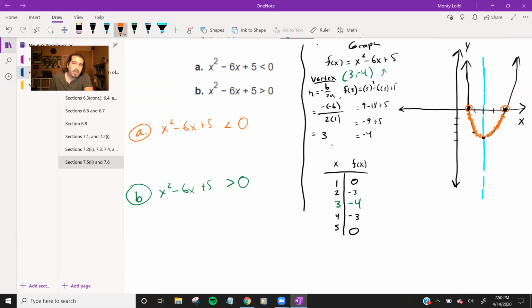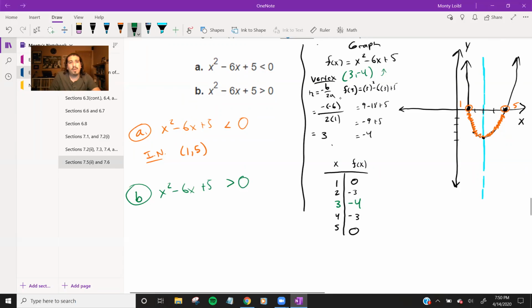So that's one way you can write your solution: you can shade it on your graph. Or in interval notation, that's just the points between these here. So what we're doing is looking at points between 1 and 5. Now, how did I get that? Well, remember that our x-intercepts are 1 and 5. So we're looking at everywhere between those points. That's where the graph falls below the x-axis.